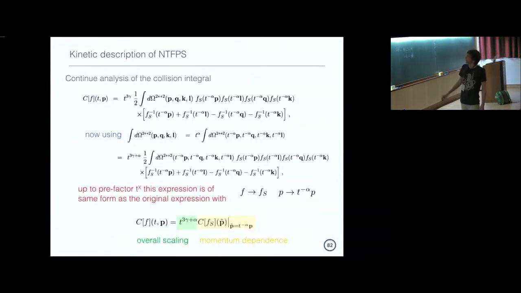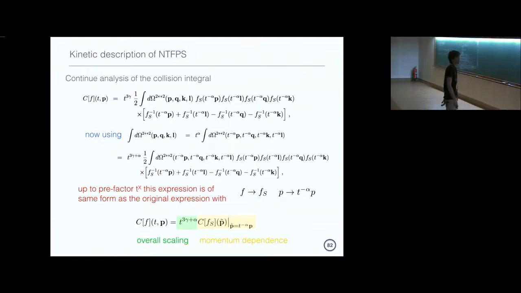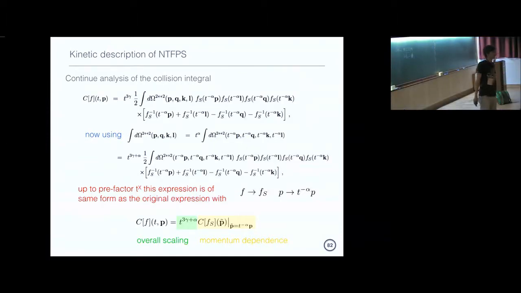Once you have this, you can continue the analysis of the collision integral. Using this rescaling of the measure, you can rewrite this in this form, where all the arguments have this rescaling. This is exactly of the form of the original collision kernel, except that all the distributions on the right-hand side no longer involve your time and momentum-dependent distribution, but only involve the stationary fixed point distribution here.